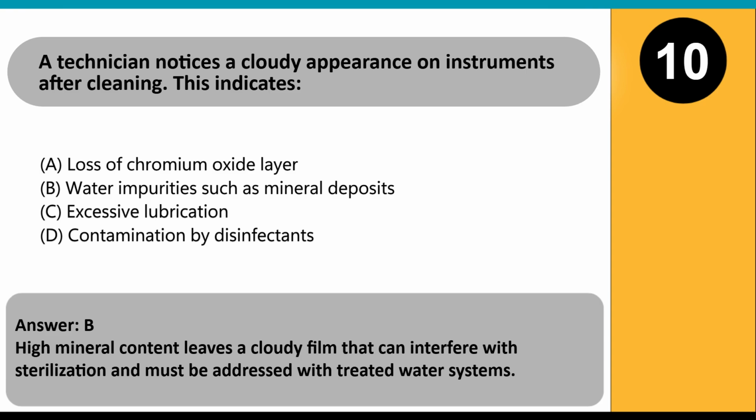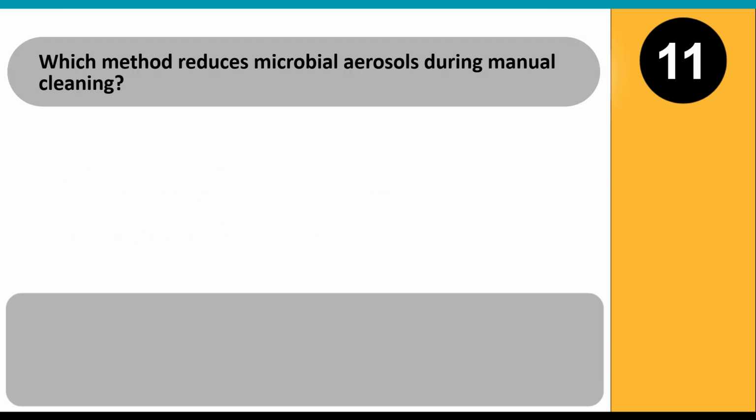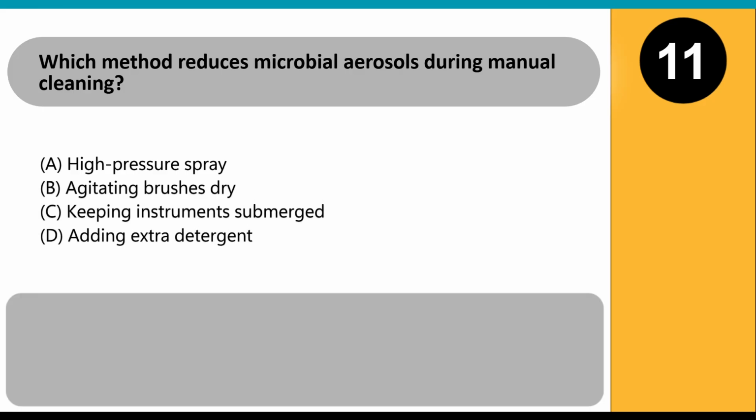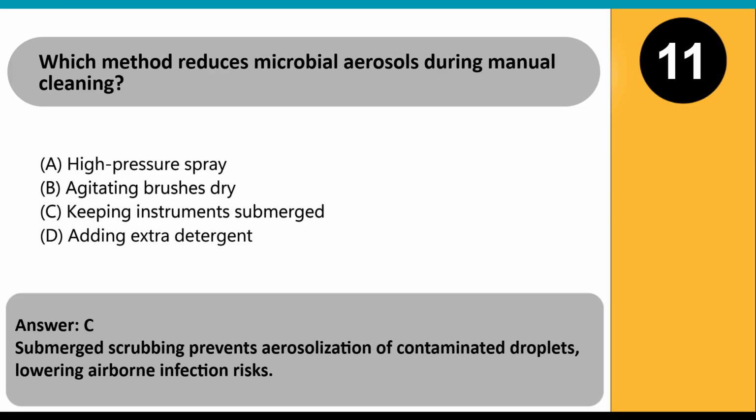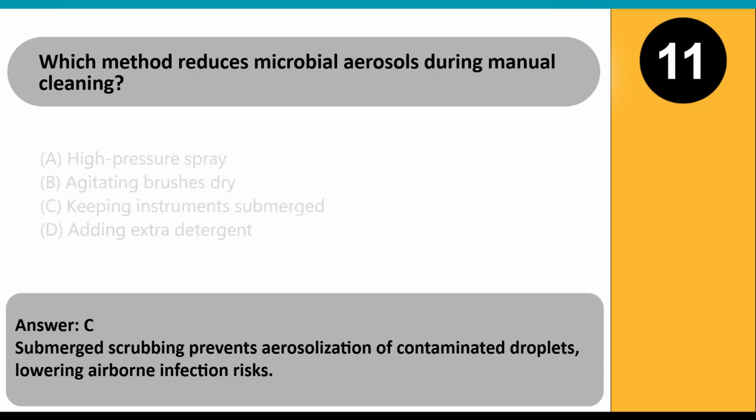water systems. Which method reduces microbial aerosols during manual cleaning? A. High-pressure spray. B. Agitating brushes dry. C. Keeping instruments submerged. D. Adding extra detergent. Answer: C. Submerged scrubbing prevents aerosolization of contaminated droplets, lowering airborne infection risks.